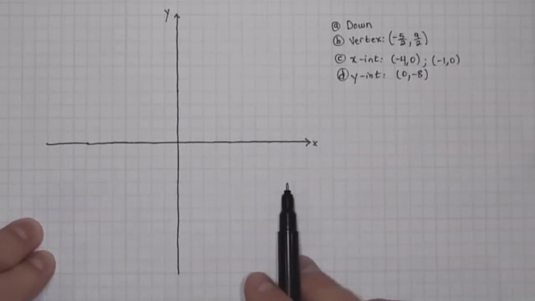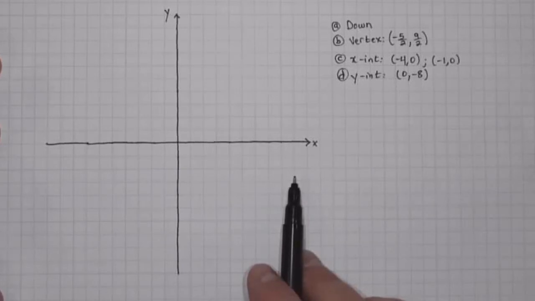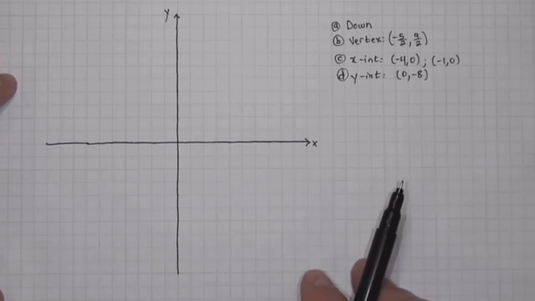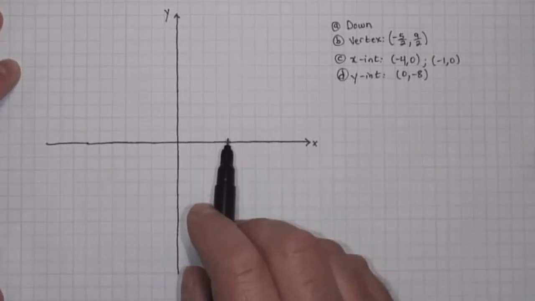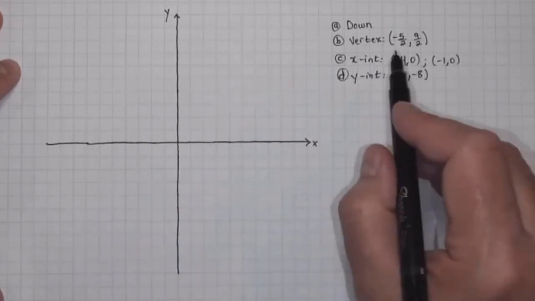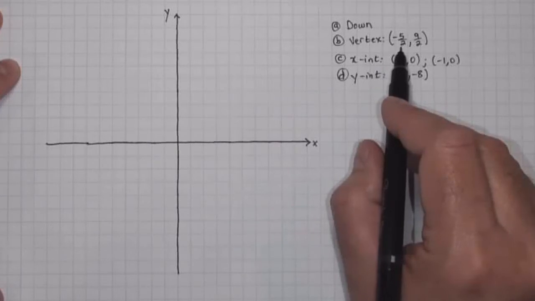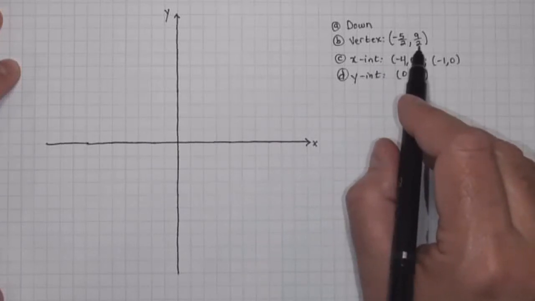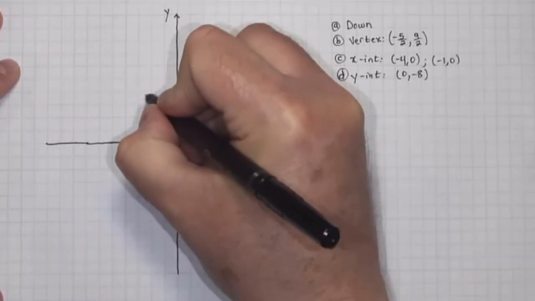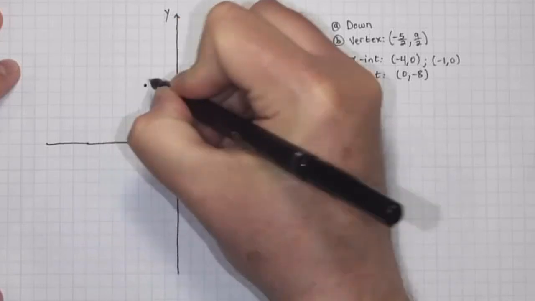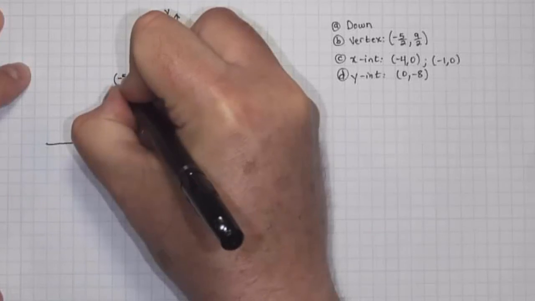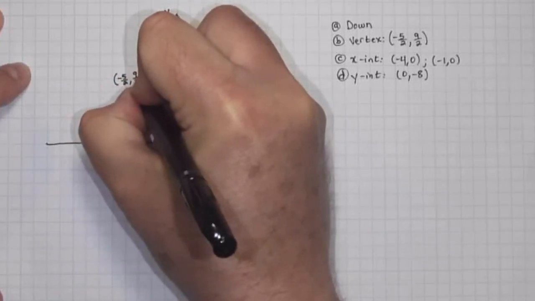And so remember, when we graph a parabola, we want at least 5 points. One of those points needs to be the vertex, and then we want 2 points on either side of the vertex. So let's begin by plotting our vertex, which is negative 5 halves, 9 halves. So negative 5 halves is the same as negative 2.5. 9 halves is the same as 4.5. So I'm going to come over to the left, negative 2.5, and then up 1, 2, 3, 4.5, which would be about right there. So that is our vertex, again, negative 5 halves, 9 halves.